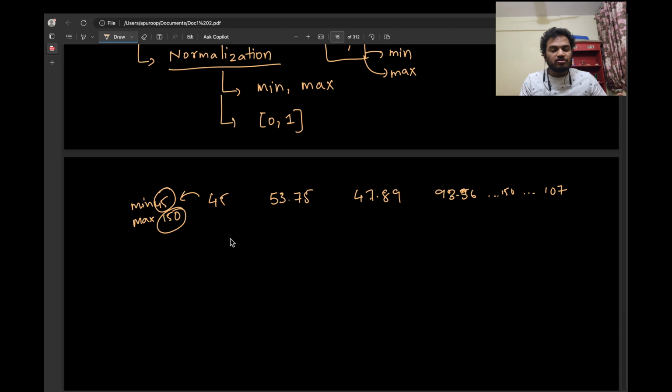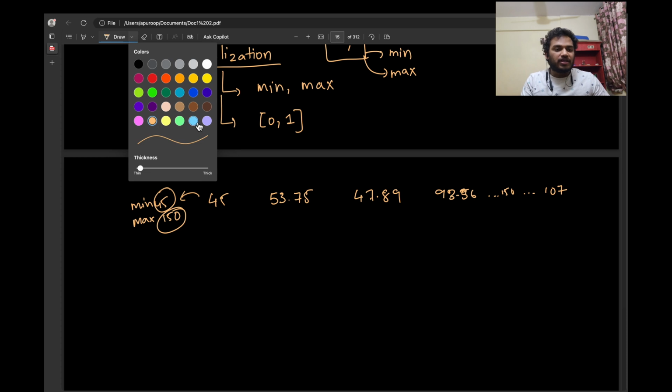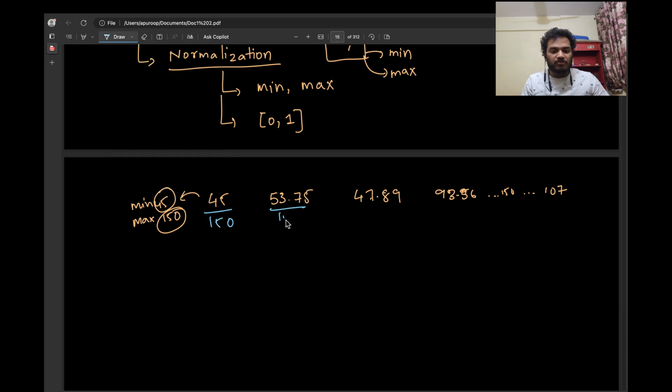Now, how to reduce this into the 0 to 1 range? Many of you might think we can divide by this max value. Let's say we are dividing everything with the max value. Then, as the minimum value is 45, the minimum value will not be zero, right? What we are trying to do is make the minimum zero and the maximum one. So if we directly divide by the maximum, it will not make the minimum zero. The scale will be something like 0.4 to 1. But we wanted the scale to be 0 to 1, right?